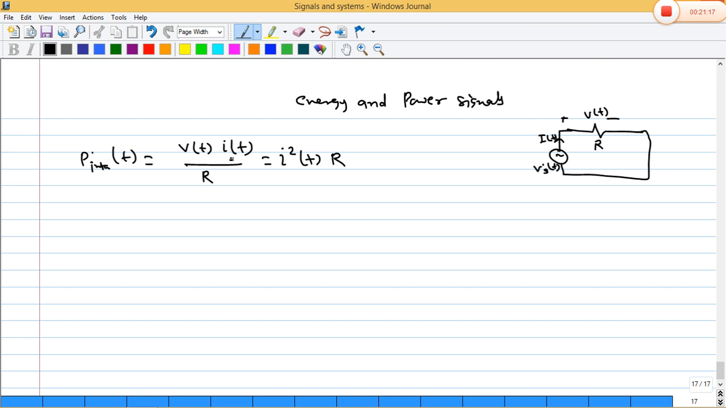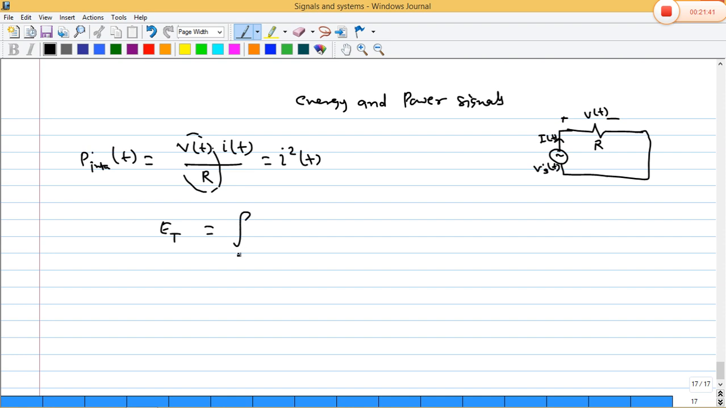Sorry, not R. R what? This one should be I, no? So this one will be R, should not be there. Okay, I square t. And total energy and average power on per ohm basis is what?